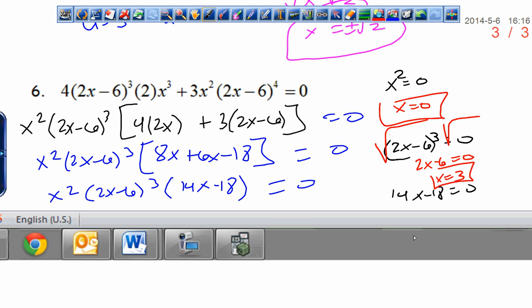And one more, add 18 to both sides. Sorry, not x, add 18. So I'm going to end up getting 18 fourteenths, which is 9 sevenths.